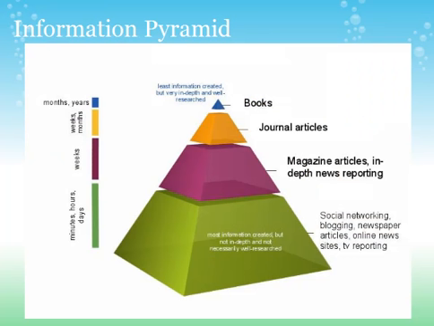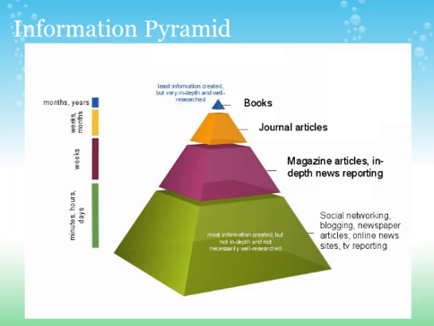So this is the information pyramid. You can see we start at the bottom. Within the first minutes, hours, or perhaps days of an event, things like social networking, blogging, newspaper articles, online news sites, and TV reporting are our first and earliest access to information. This is the point where most information is created, but it's not in-depth and not necessarily well-researched.